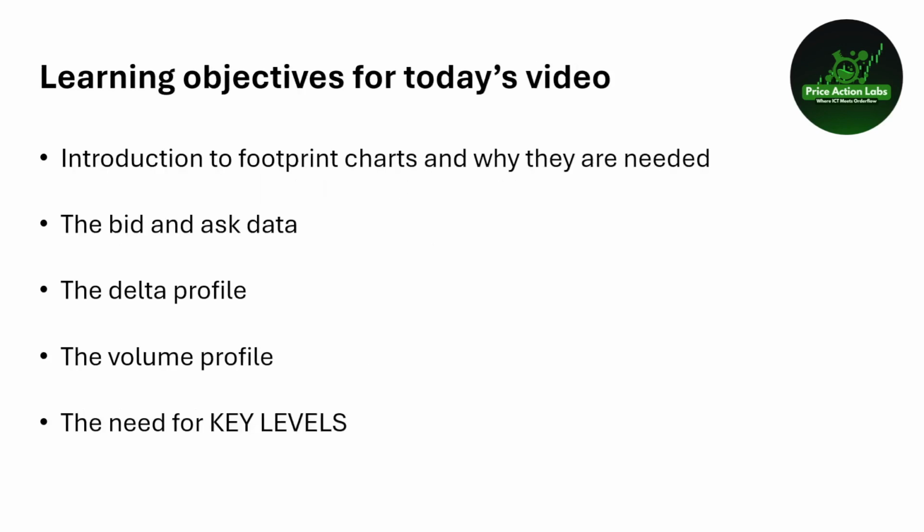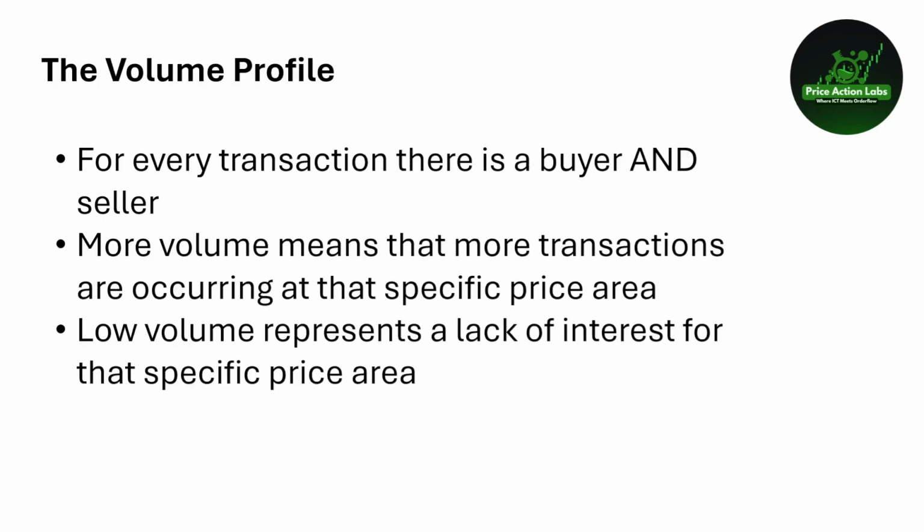Right, so the learning objectives of today: what I want people to take away from this video is understanding footprint charts and why they are absolutely necessary in your trading. Footprint charts give us some data, and the data is the bid and ask. We're going to be looking at delta and volume profiles, and we're going to be looking at key levels. Now, there's two types of key levels: demand zones and supply zones, and we're going to be going over that in more detail as we break down the charts.